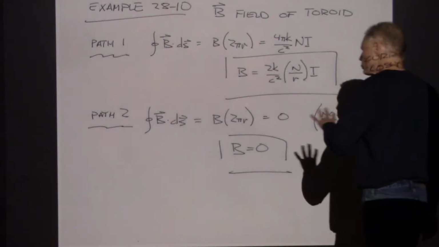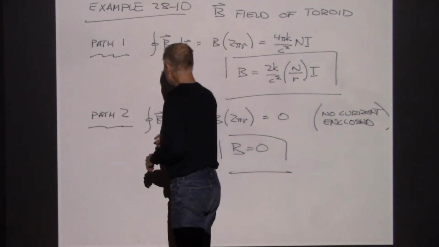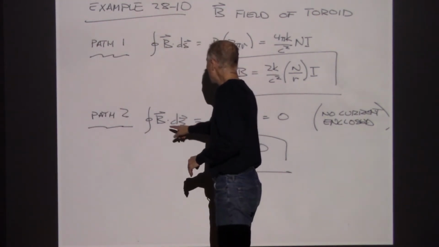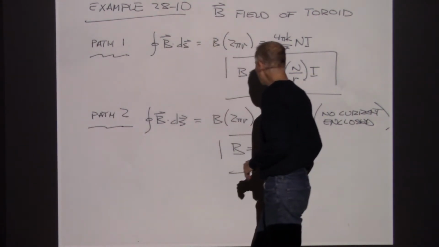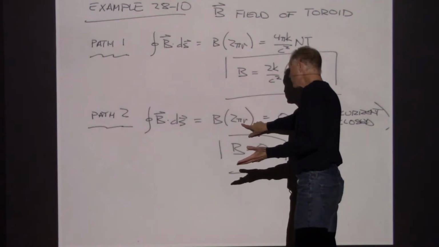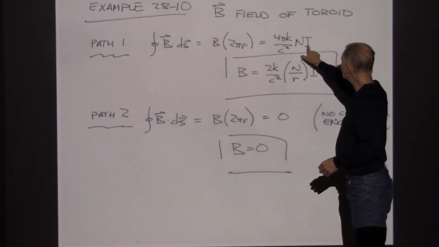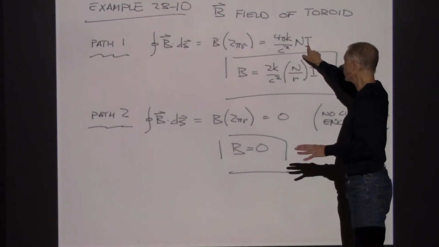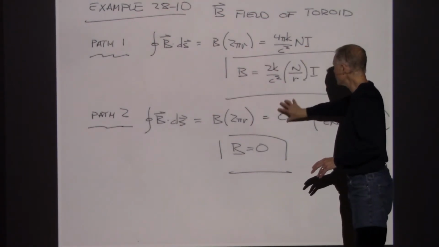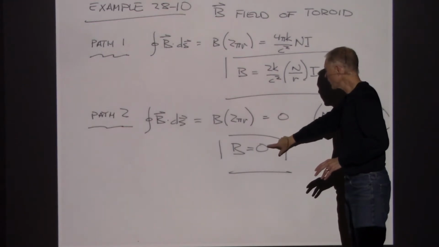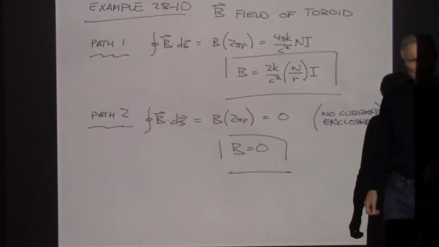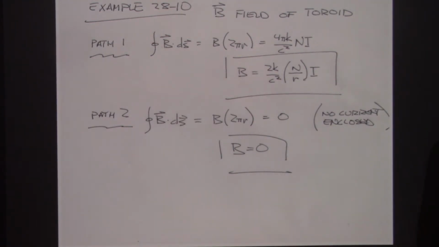Now for path 2, any path that I take outside the toroid, that magnetic field path is going to be B times 2 pi r. That doesn't change, but I have not enclosed any charge, or any current. So since no current is being enclosed, that constant B field has a value of 0. So the magnetic field outside is constantly 0.